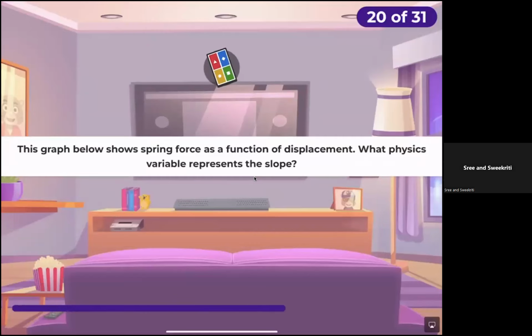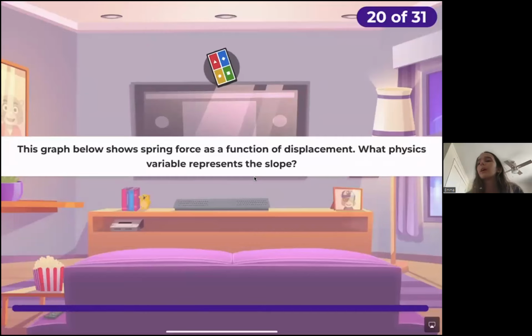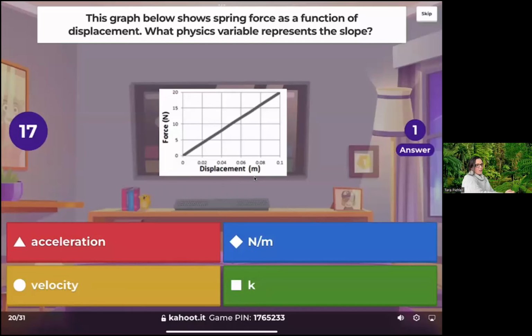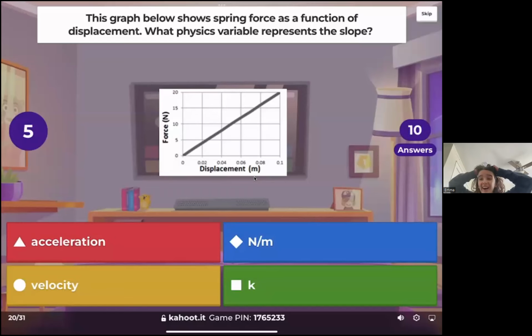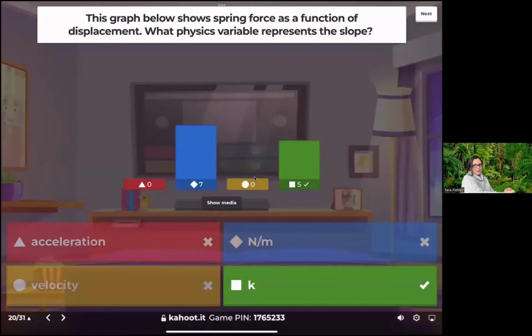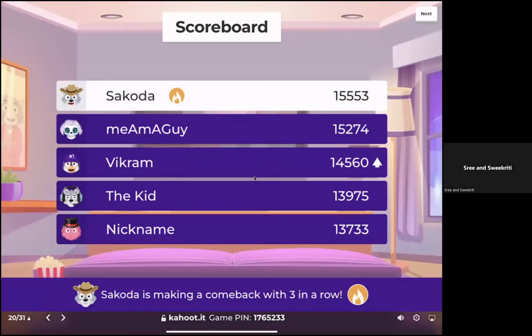What physics variable represents the slope? This is complicated. You have to know the units of the spring constant. I'm just doing N by m. Force over displacement. Yeah, I was right. So that's something to know. Your spring constant is going to be the slope of that line.